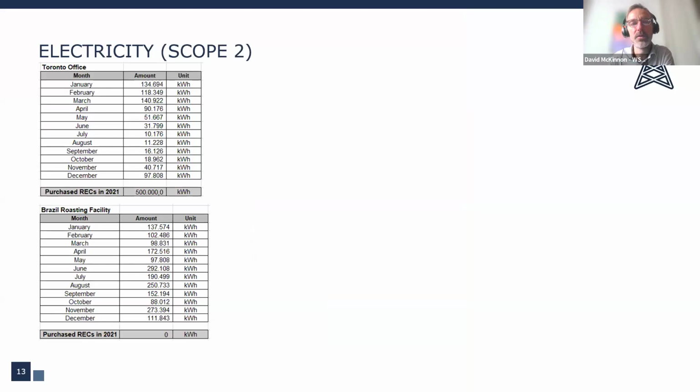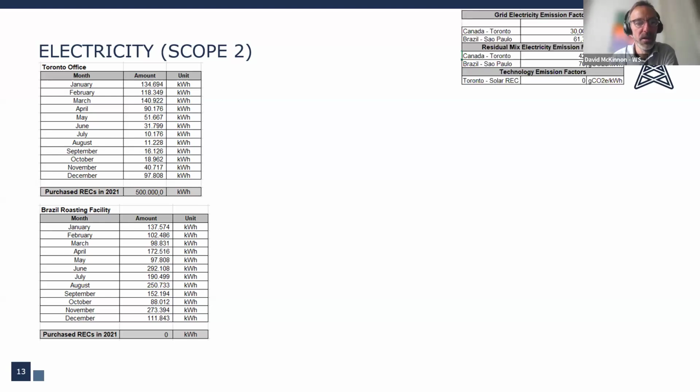There were quite a few questions around how to calculate the electricity as well, because clearly in the results file, it did give location-based and market-based expectations. So you were expected to calculate location-based emissions and market-based emissions. We have the consumptions for both the office in Toronto and the Brazilian roasting facility.